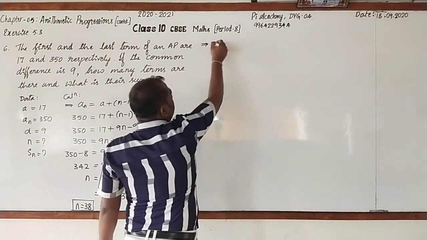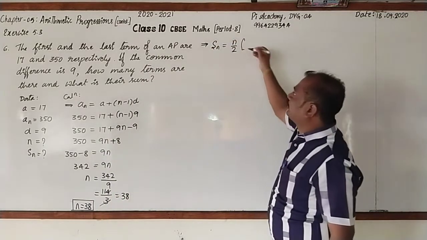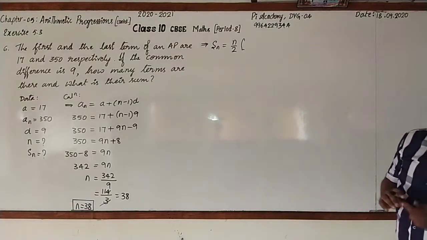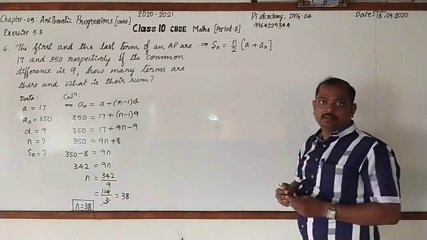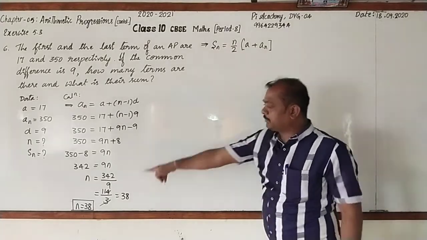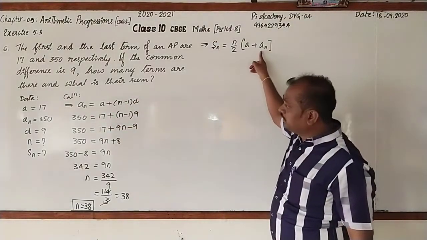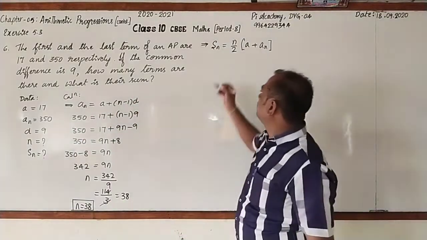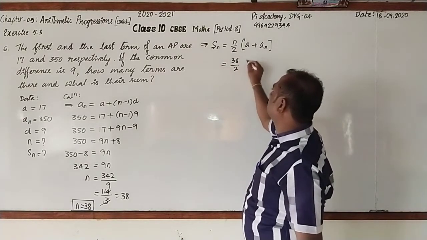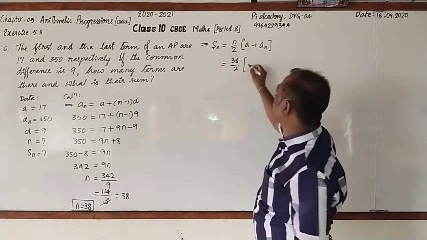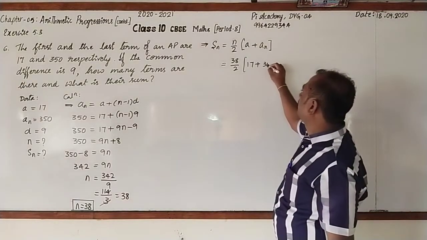Next, we should find out Sn. What is the Sn formula? It is equal to n by 2 into, whether you go for taking 2a plus of n minus 1 into d or a plus an. Yes, you are right. Let us take a plus an. The reason is, we know the number of terms which we have just found out. a is already given, even an as well. Here I will write n is 38 by 2. It is 17 plus an is 350.